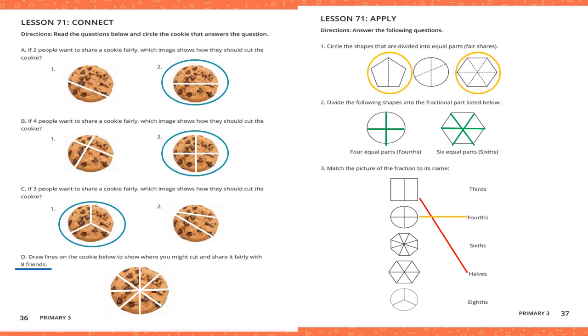Fourths. Here I have 1, 2, 3, 4, 5, 6, 7, 8. So I have 8 equal parts, so they are eighths. Here I have 6 equal parts, sixths. Here I have 3 equal parts, so they are thirds.